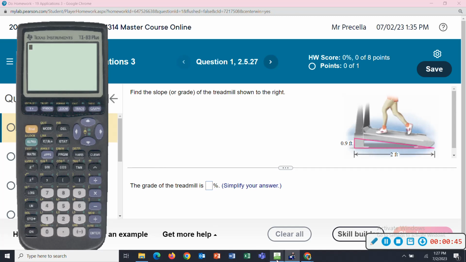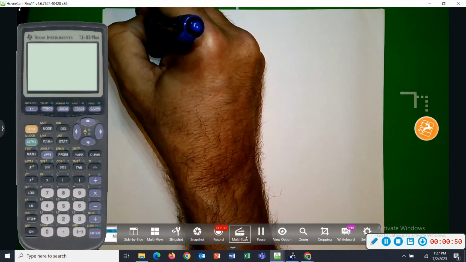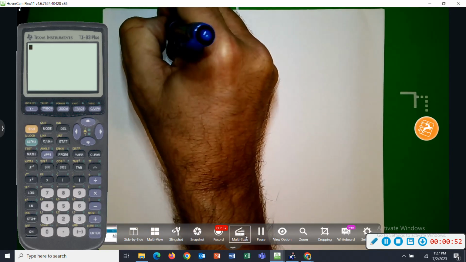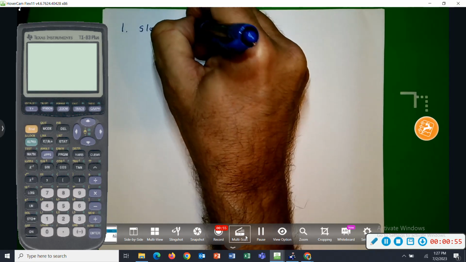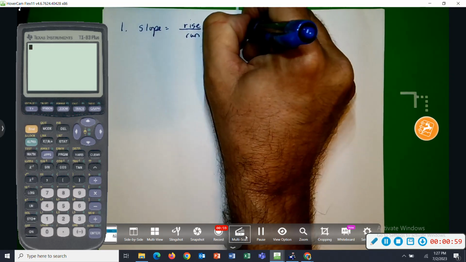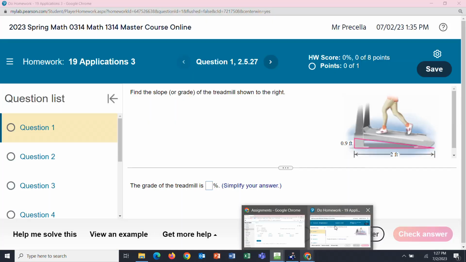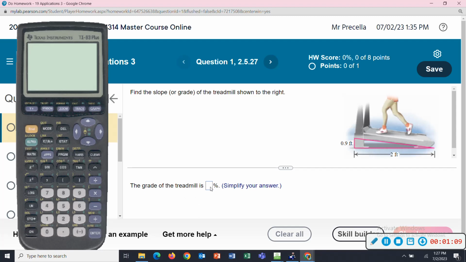On problem 1, we're thinking of the slope as rise over run. And that's the same thing as the grade. The only difference is usually grade is listed as a percent. Okay, so I'm not going to write a fraction here. We're going to write it as a percent. So the rise is 0.9 and the run is 2 feet.